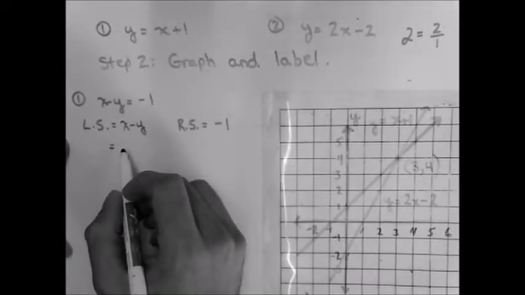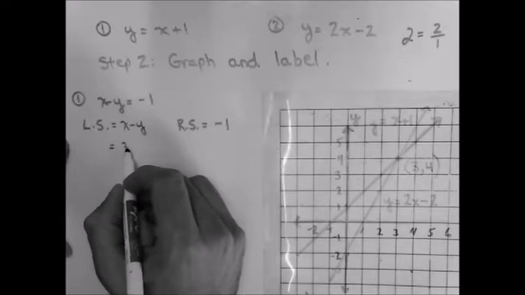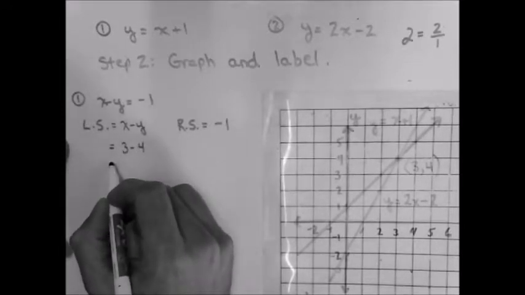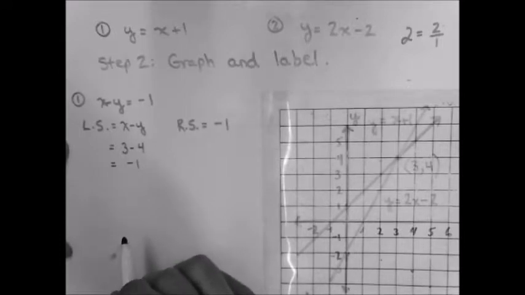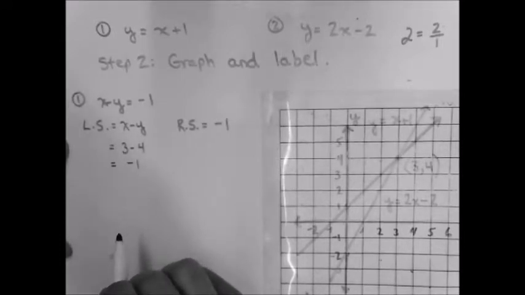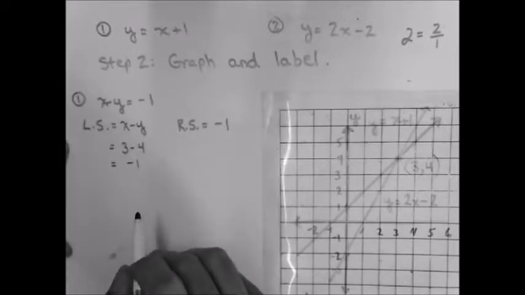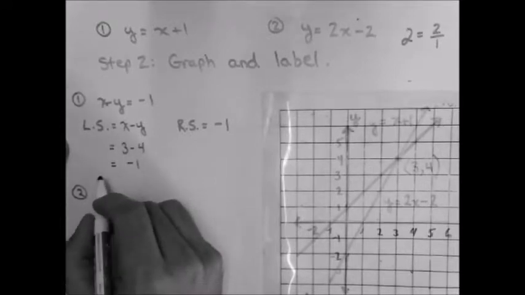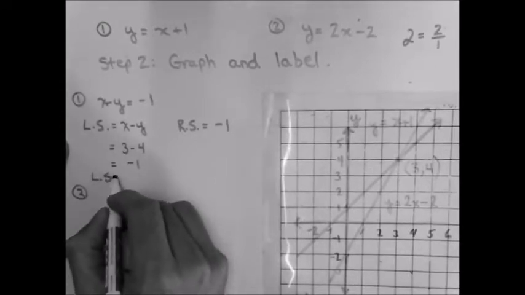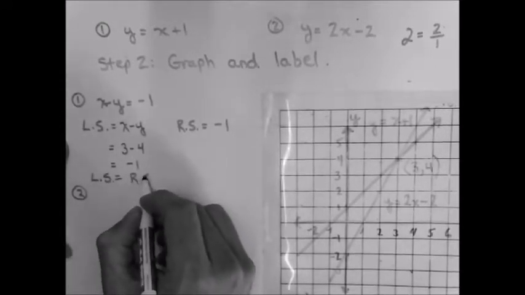So we need to work through this left side in order to see if it does equal the right side. So we're going to sub in the coordinates that we found, which was x value of 3, y value of 4, and that equals -1, so it checks out. Therefore, 3, 4 is a point on the line x minus y equals -1. It is on the first line. And we'll go ahead and check the second line here. We should write our last statement, left side equals right side.